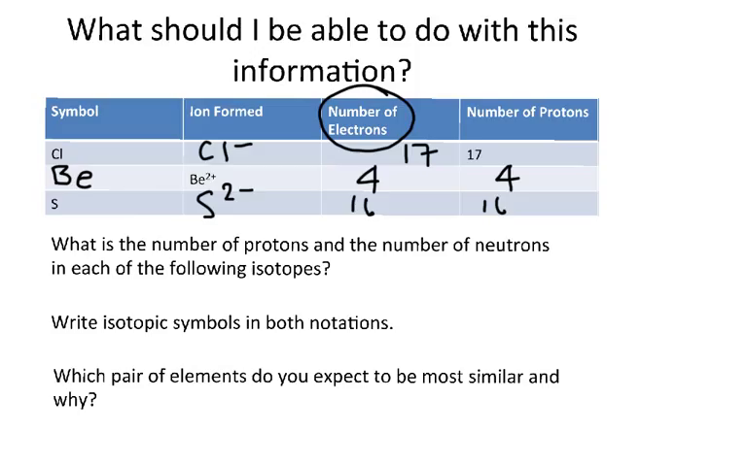In addition, I expect for you, if you see something like lead 208, to be able to determine the number of protons and the number of neutrons. So the number of protons here is 82. And then the number of neutrons is going to be equal to 208 minus 82, which is 126.